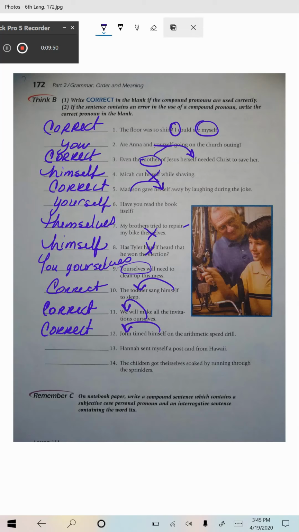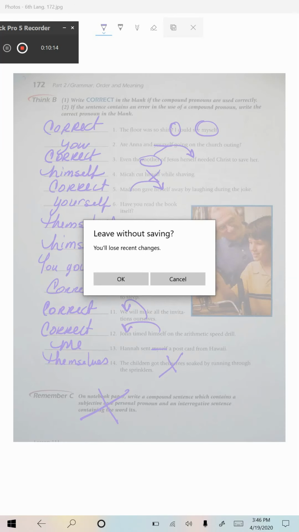Hannah sent myself. Ooh, no. She sent me a postcard. The children got theirselves. Well, you can use a self here, but theirselves is not a word. So it's themselves. Okay? Forget about this. Let's go on to the next page.